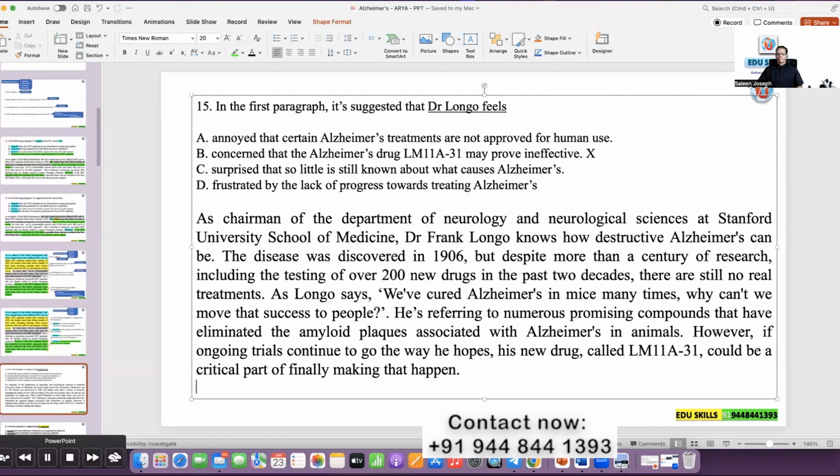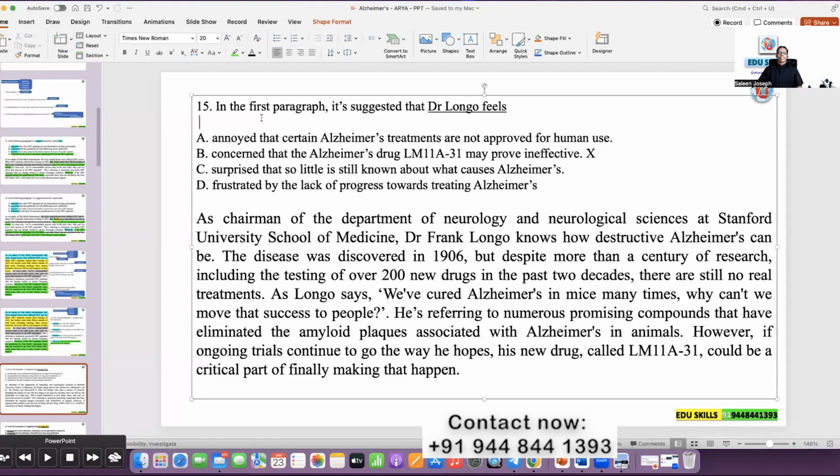The disease was discovered in 1906, but despite more than a century of research, including the testing of over 200 new drugs in the past 2 decades, there are still no real treatments. As Longo says, we've cured Alzheimer's in mice many times. Why can't we move that success to people? He's referring to numerous promising compounds that have eliminated the amyloid plaques associated with Alzheimer's in animals. However, if ongoing trials continue to go the way he hopes, his new drug, called LM11A31, could be a critical part of finally making that happen.